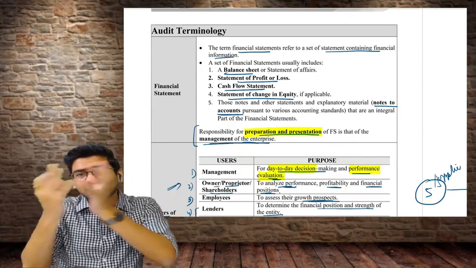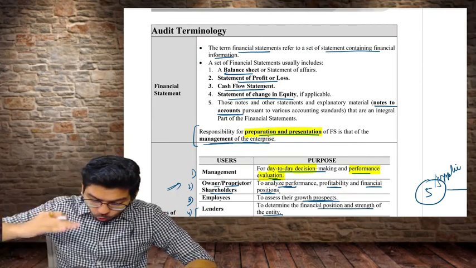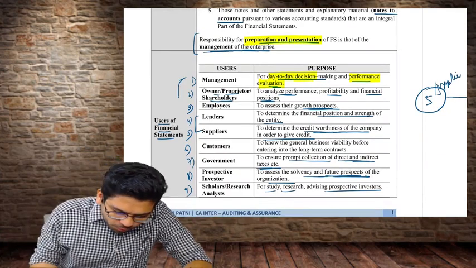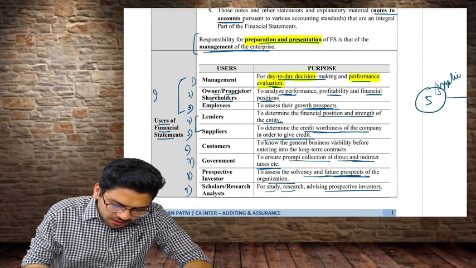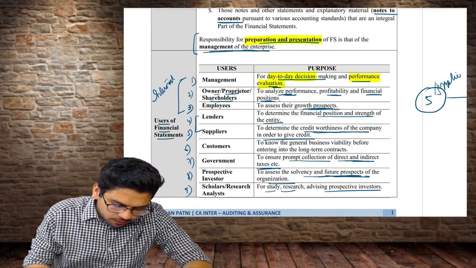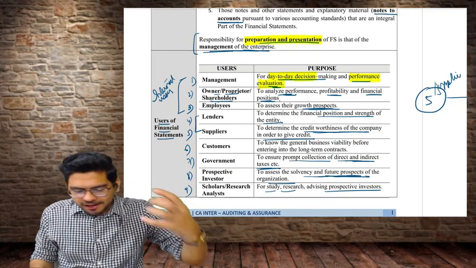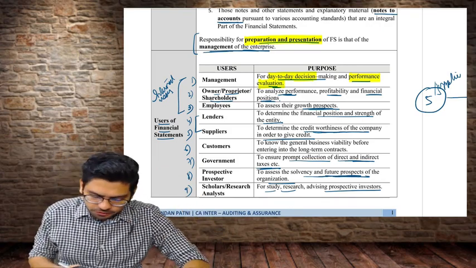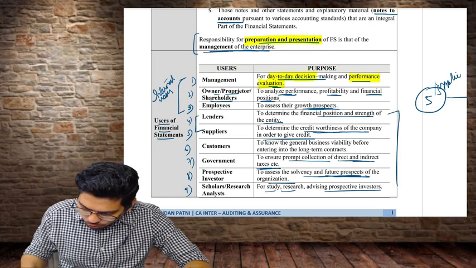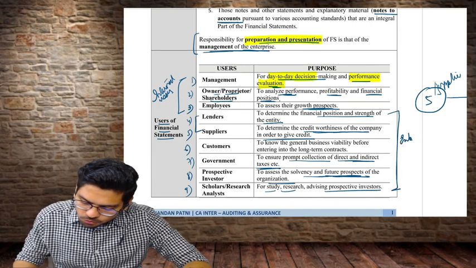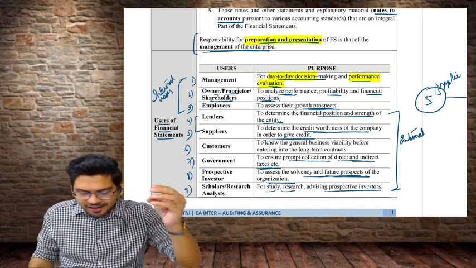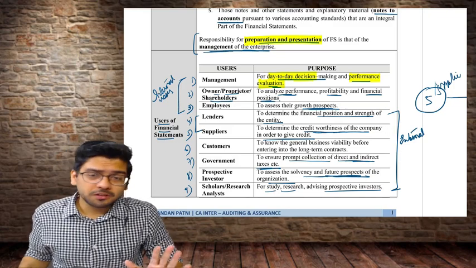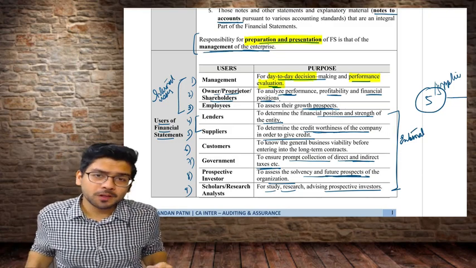There is financial statement, and then there are users of financial statement. Now if you go through the users in detail again, the first 3 points are basically internal users: the management, the owners, the proprietor, or the shareholders, or the employees. These are all the internal users. From point number 4 to 9, the users are basically external to the organization: the lenders, the suppliers, the customer, government, prospective investors, the scholars, the researchers. All these are external to the organization.